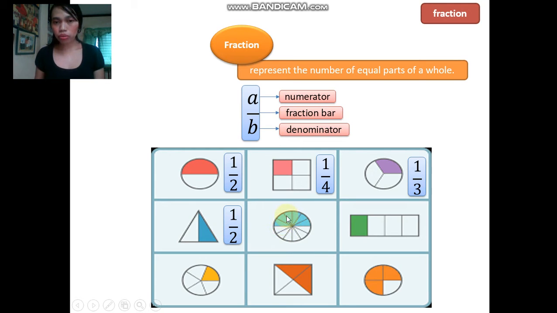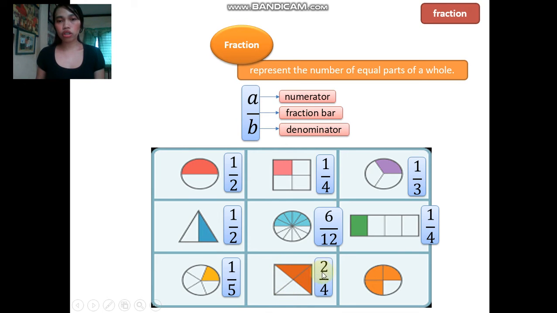How about this? There we have 1, 2, 3, 4, 5, 6 shaded, and 7, 8, 9, 10, 11, 12. So that is 6/12. You have 1 shaded, and there are 4 divisions, so that's 1/4. You have 1 shaded, and you have 1, 2, 3, 4, 5, so that is 1/5. You have 2 shaded, and then you have 4 divisions, so that is 2/4. You have 3 shaded and 4 divisions, so you have 3/4. So 1/2, 1/4, 1/3, 1/2, 6/12, 1/4, 1/5, 2/4, and 3/4 are examples of fractions.